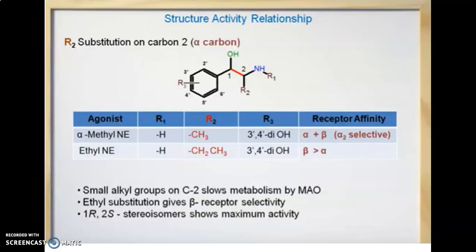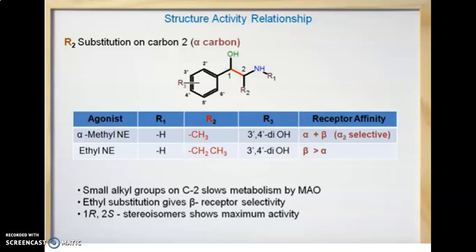The next modification is the substitution on carbon 2, that is the alpha carbon. If the alpha carbon is substituted by the methyl group, that will give alpha-methyl norepinephrine, which shows affinity towards both the alpha and beta receptors. Basically, in the alpha, it is more selective toward the alpha-2 receptors. While if we substitute this methyl group by the ethyl group, that will give ethyl norepinephrine, which has more selectivity toward the beta receptor as compared to the alpha receptor. Thus, the small alkyl groups on carbon 2 block metabolism by the MAO.